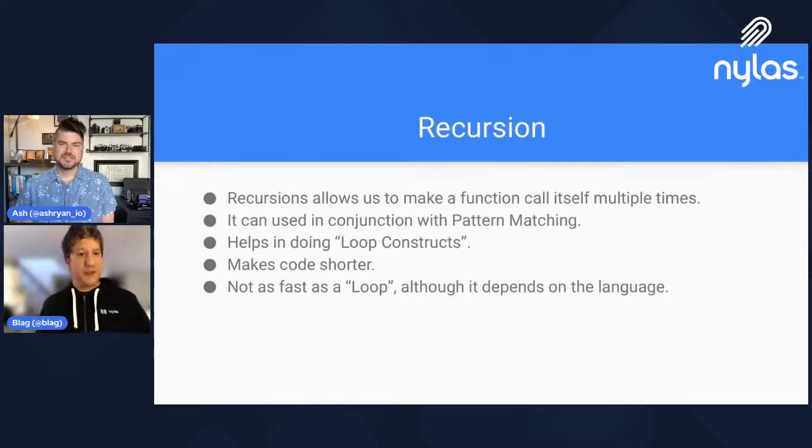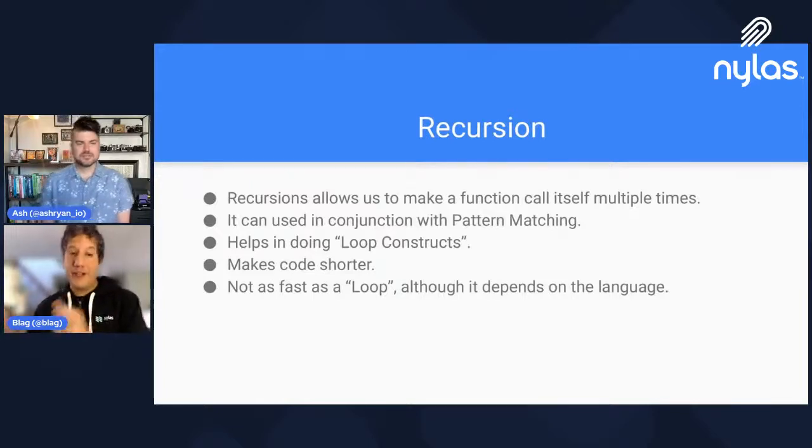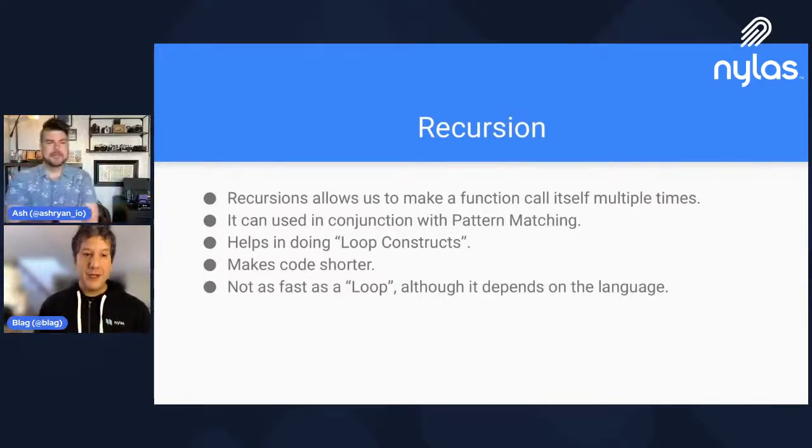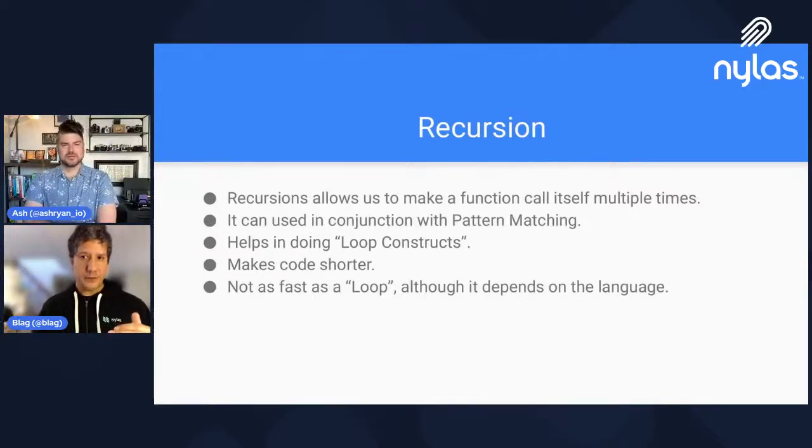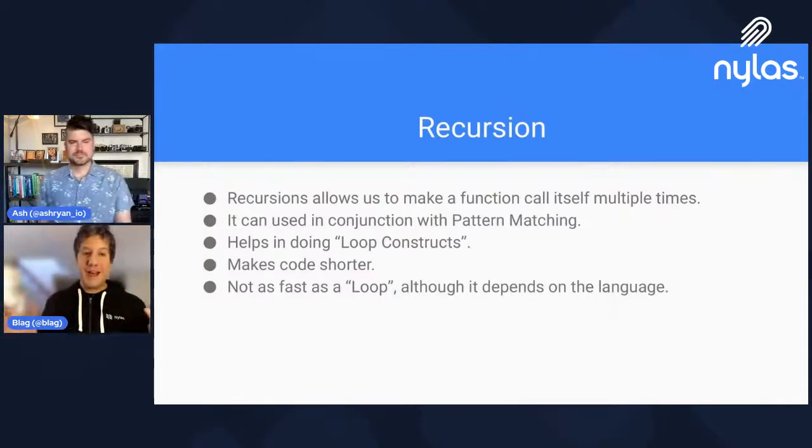And recursion is one of the most important things in functional programming, because it allows us to make the function call itself multiple times. So we use it in conjunction with pattern matching, because we call the function several times, and at some point it needs to end, right? So we can say that if we have two parameters, it's going to call the function, but once it doesn't have parameters, it's like, okay, stop. There you go. And then you return the result, right?